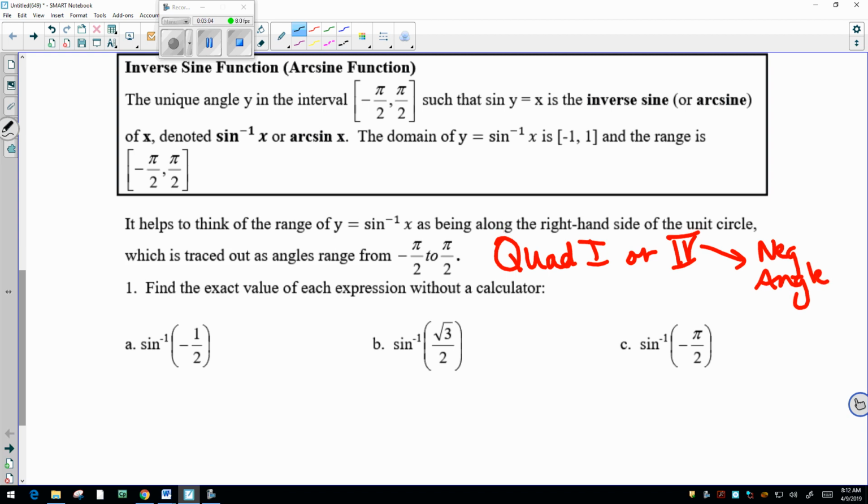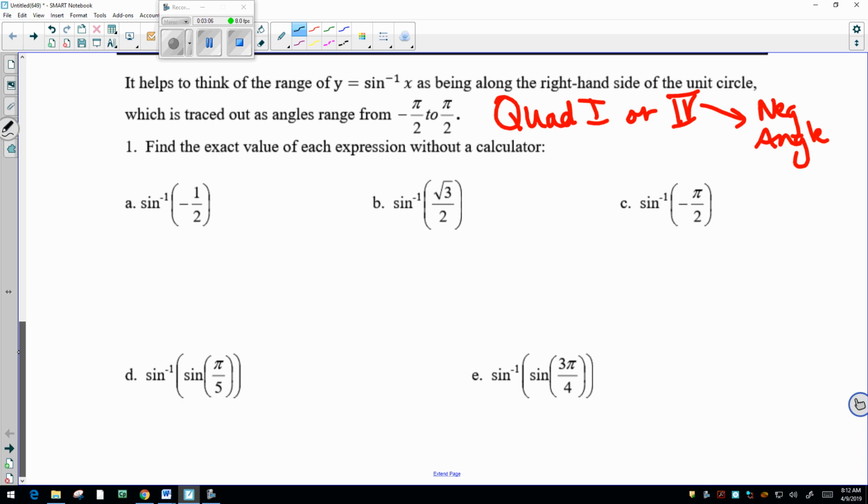All right, so we're going to try a couple of these. We're going to find the value of the inverse sine of negative 1/2. So I'm looking for the angle that would give me a sine ratio of negative 1/2. When I'm graphing this out, knowing it can either be in quadrant 1 or 4, I want to keep in mind that all students take calculus. So I have a negative sine ratio, which means it has to be graphed in quadrant 4.